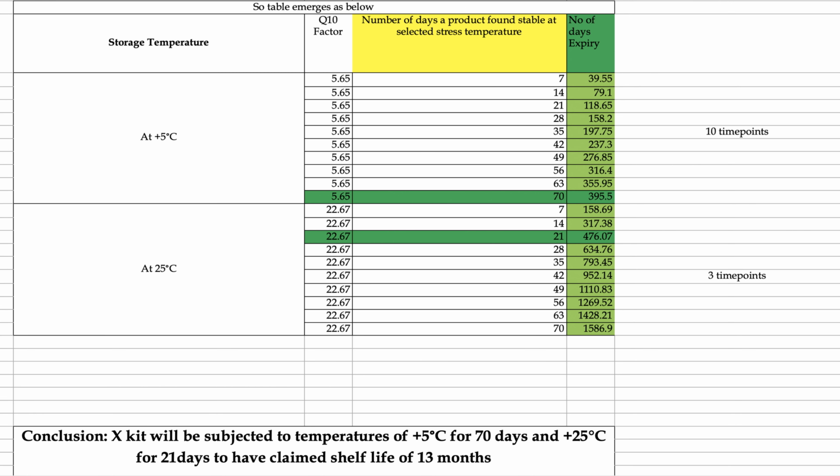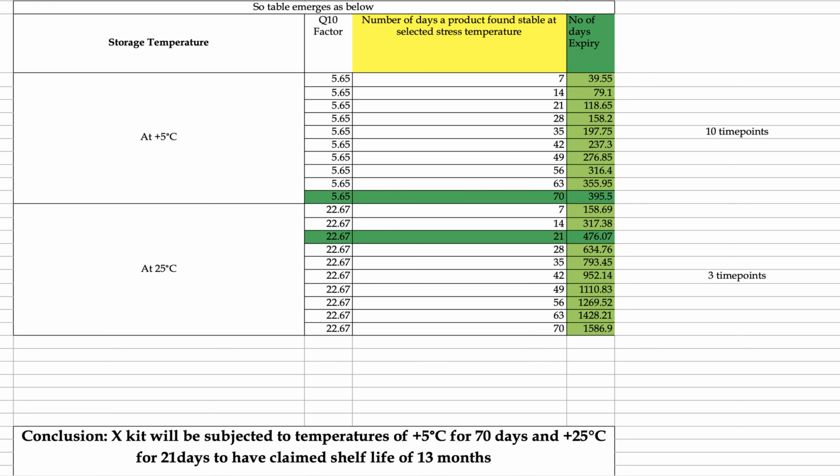So in the first week, if I am going to perform the accelerated stability studies on my IVD product, and if it is found to be meeting the required specification against the IFU, the intended use, I am going to give an expiry of 39.55, which is approximately 40 days. Assuming that my product passes the second round of accelerated stability study, which falls under the second week, which is 14 days, I'll be able to give an expiry of 79 days.